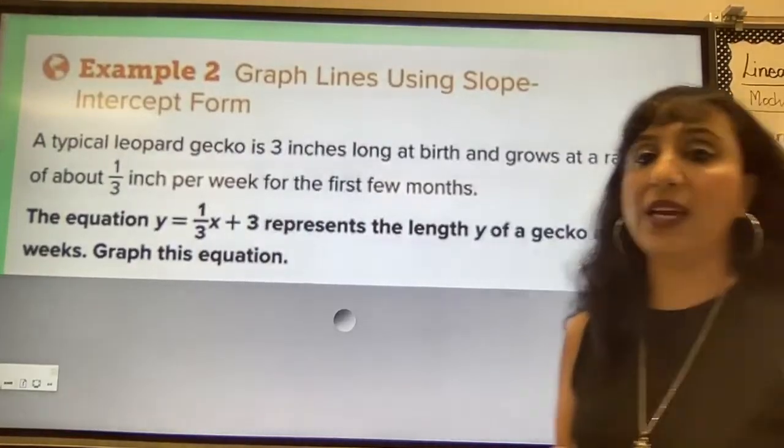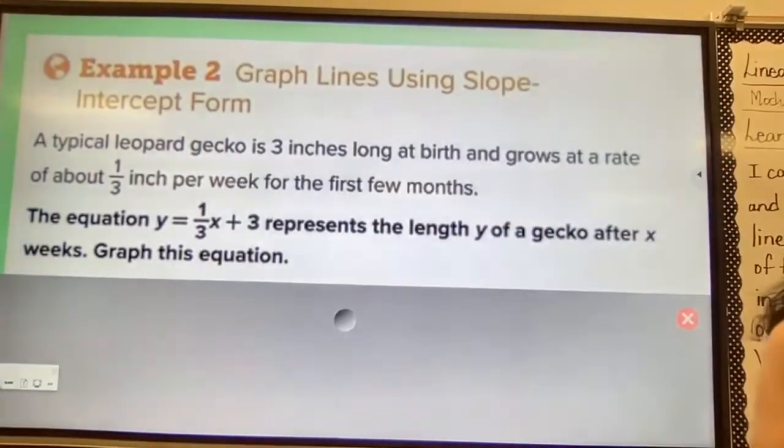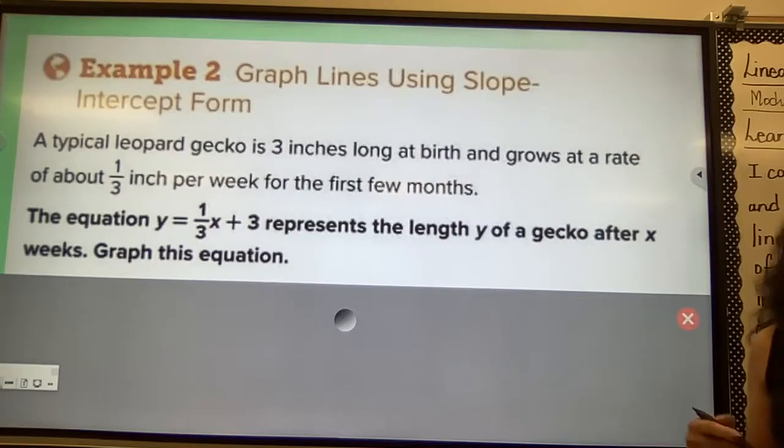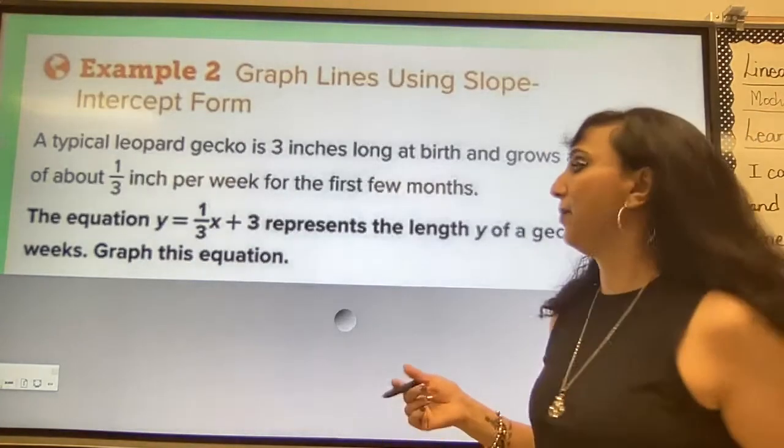When we are graphing this, we are only going to have quadrant 1 in this case. Okay, and what's the reason for that? Because the gecko cannot have a negative length and time also cannot be negative. So the line cannot extend to the left of the y-axis. The gecko will eventually reach a maximum length, so the line will not extend forever to the right either. So please remember that.